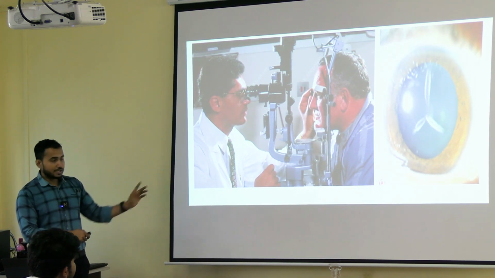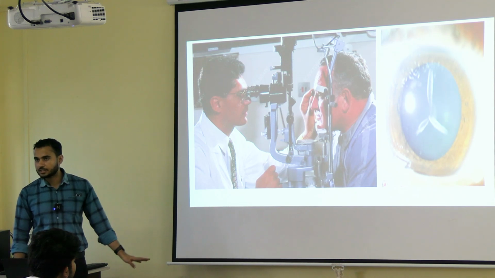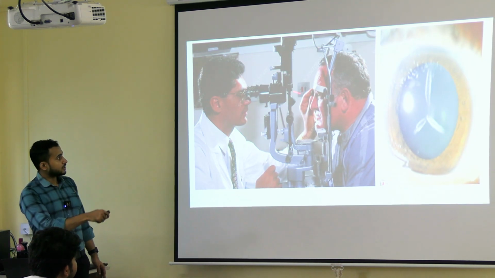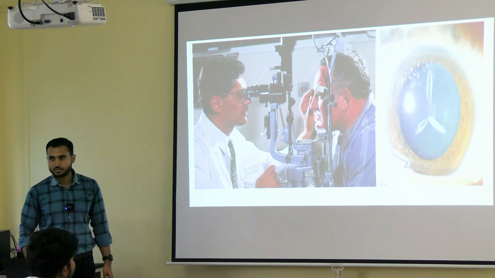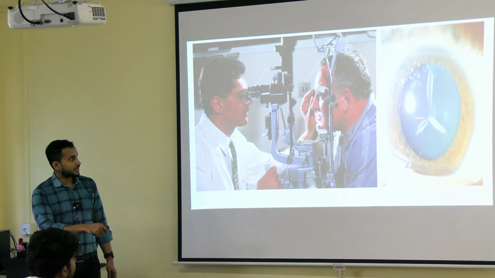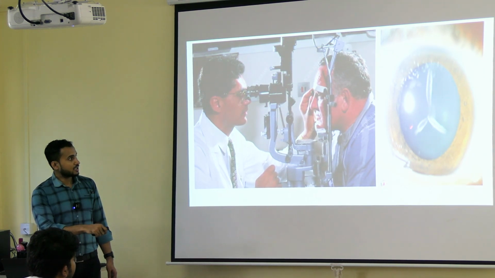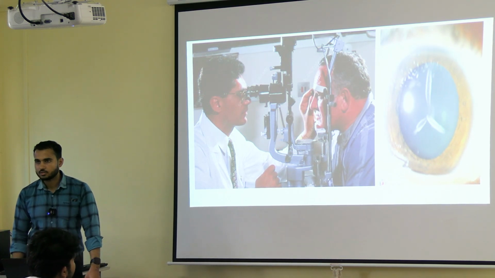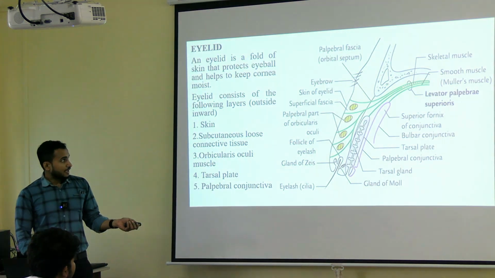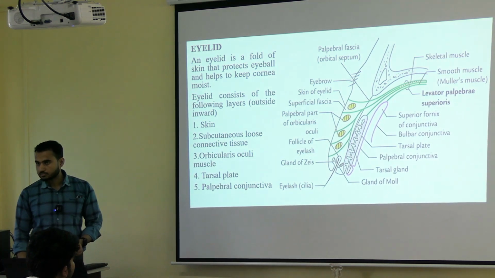Okay. Now here I am taking one example, as we are studying the lens fibers. So with the help of this, when we see the sutural lines, this appearance comes. Can you see the Y-shaped structure? These are the sutural lines. Okay. Next is the eyelid.